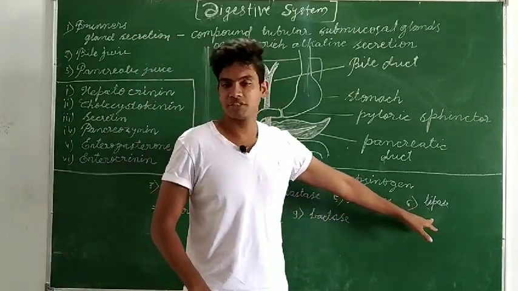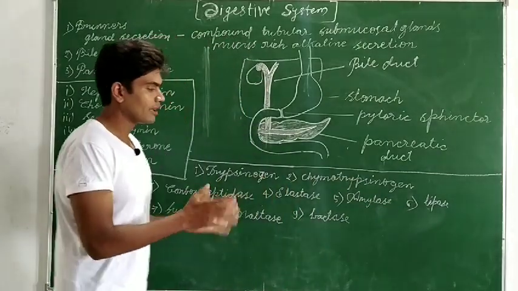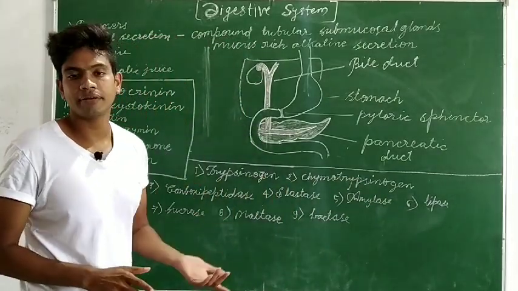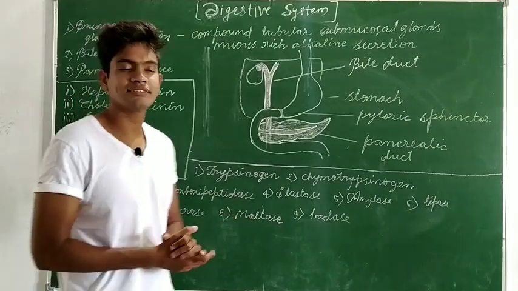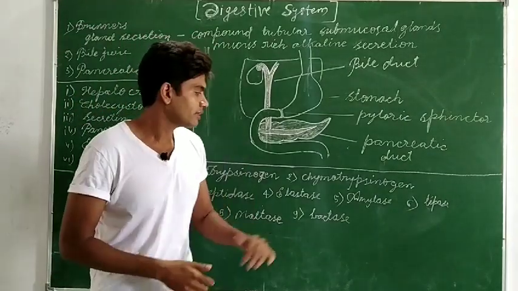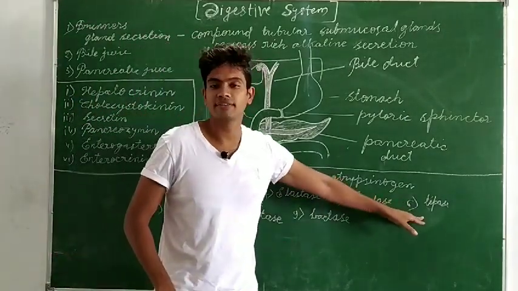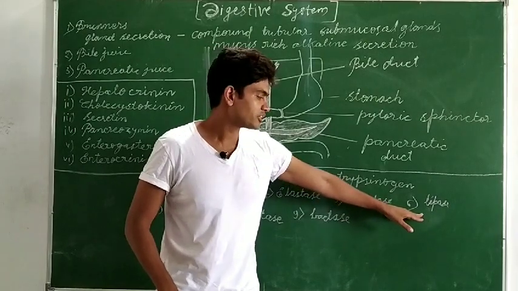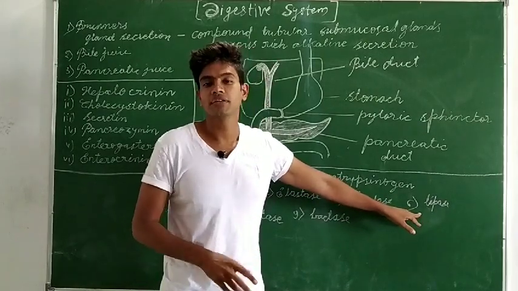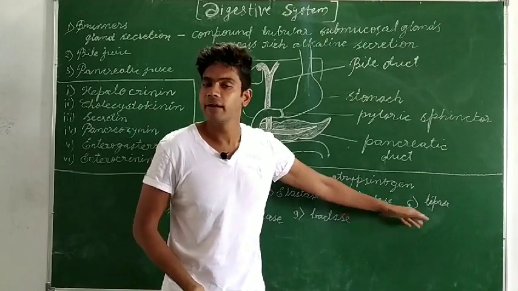Now next is lipase. See, lipase ends the digestion of fat by converting it into fatty acid and glycerol. So the enzyme which acts on fats is lipase. Lipase breaks down the complex fat particles into simpler ones, which are called fatty acid and glycerol.